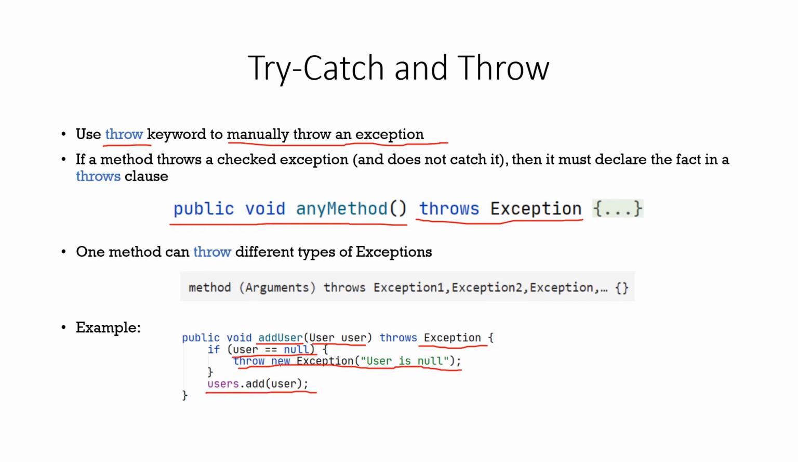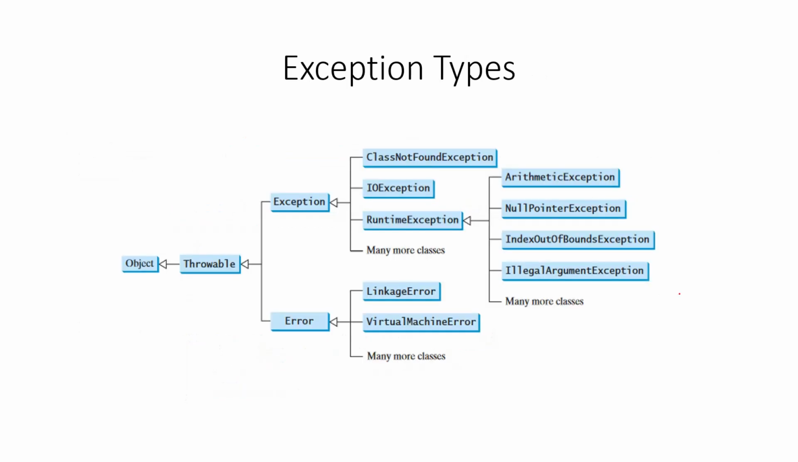With throws here, we can declare not only one exception, but here in throws we can declare many exceptions to handle many exceptions or errors. In Java, we can have not only one type of exception, we can have many kinds of exceptions.